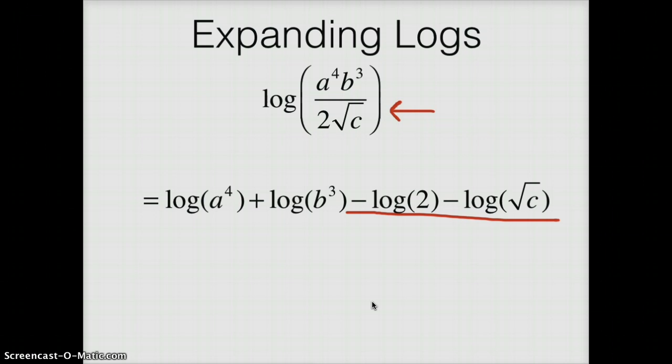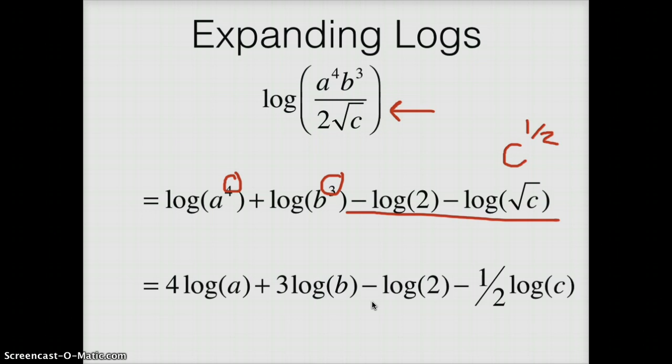The next thing you need to deal with is all of the exponents: the 4th power, the 3rd power, and c to the 1/2, which is the same thing as the square root of c. So we're going to take all of those exponents and multiply the logs. So this log in expanded form is 4 log of a plus 3 log of b minus log of 2 minus 1/2 log of c.